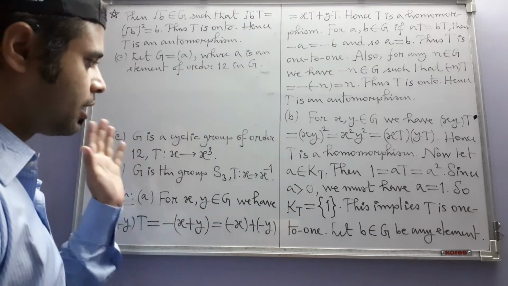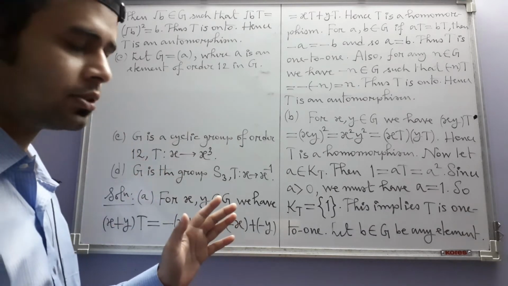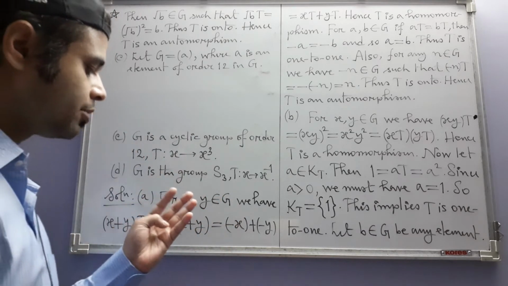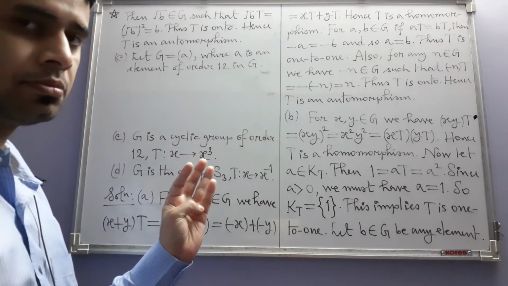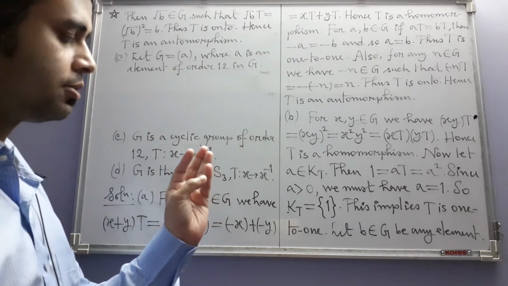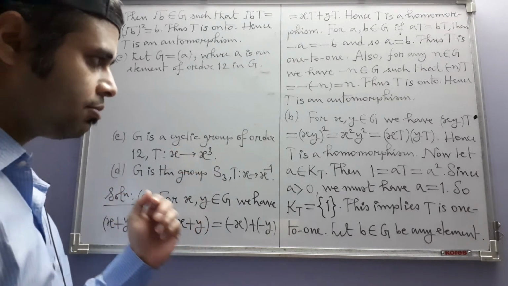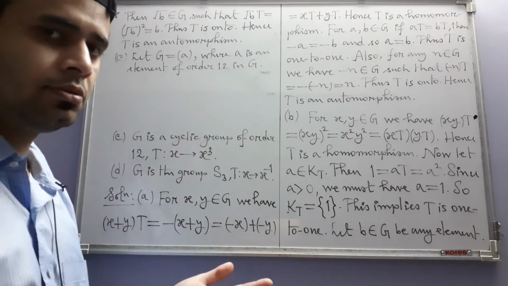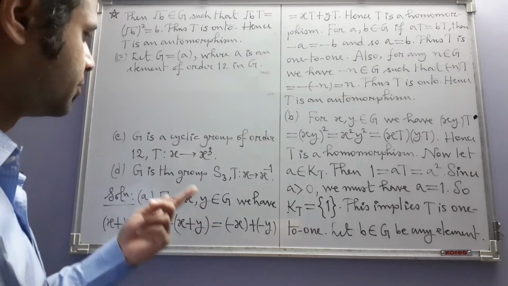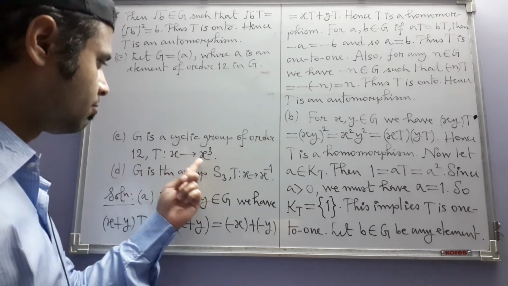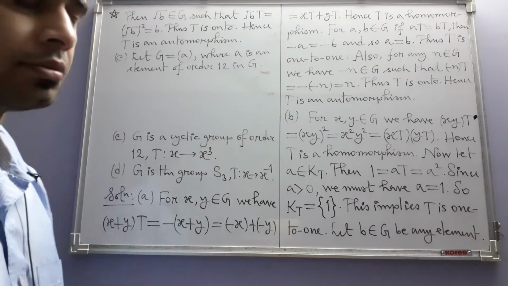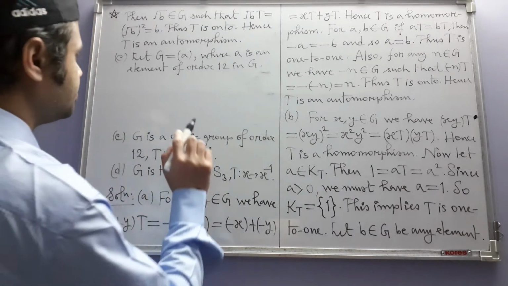Now this turns out to not be an automorphism. See, an automorphism demands three things. It should be a homomorphism, it should be one-to-one, and it should be onto. If any one of these three things is not true, then it's not an automorphism. In this case, this function is not one-to-one. Let's see why.